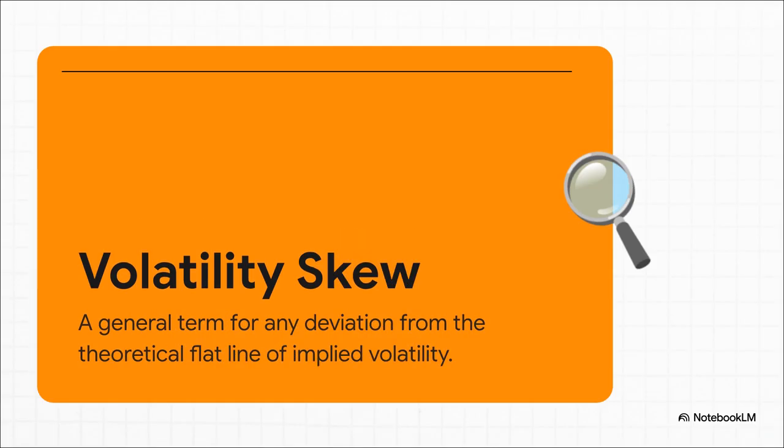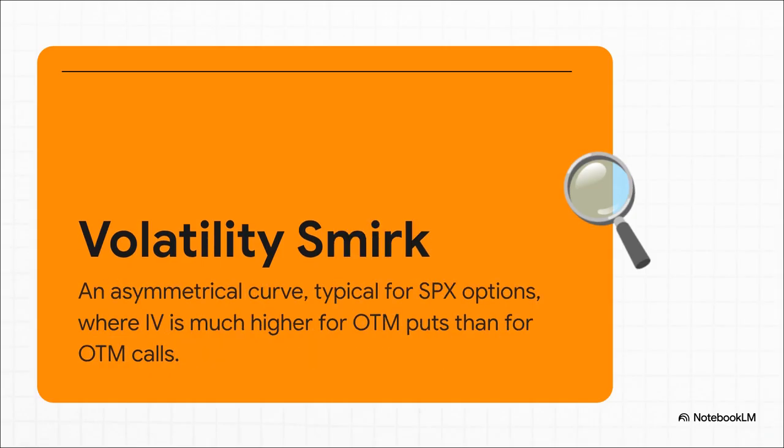Now, technically, anytime that line isn't perfectly flat, we call it a volatility skew. It's really just the broad catch-all term for any of these patterns. But for equities, especially the SPX, we don't get that nice, even smile. We get a smirk. And this is where it gets really interesting. The curve is totally asymmetrical. Implied volatility just skyrockets for out-of-the-money puts, but it stays pretty low and flat for out-of-the-money calls. And that's not a random shape, you guys. That is the market screaming at us that it is way, way more worried about a crash than it is about some huge, unexpected rally.